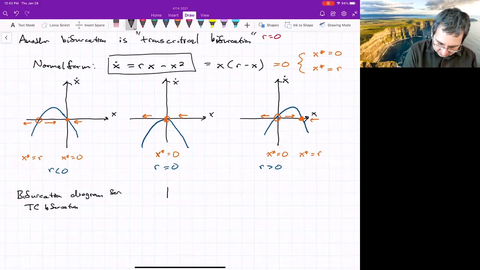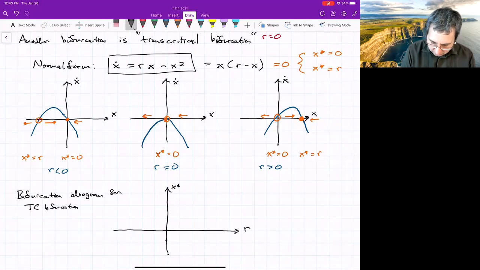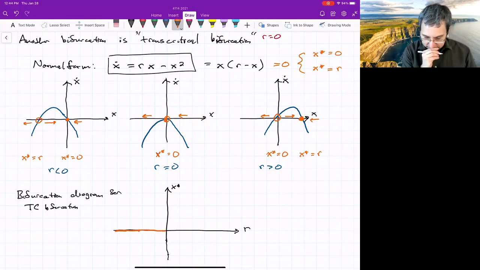Remember that what a bifurcation diagram gives us: we plot the location of an equilibrium point as a function of the parameter, in this case r. For r less than 0, 0 is a stable point, so we'll make that solid. And after the bifurcation point, for r greater than 0, x star equals 0 becomes unstable, so I'll put a dashed line.